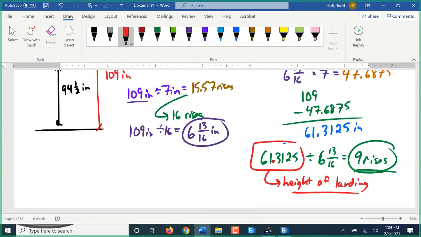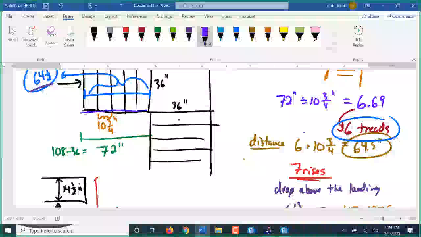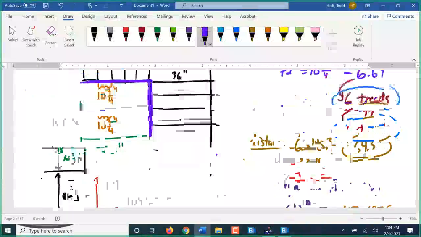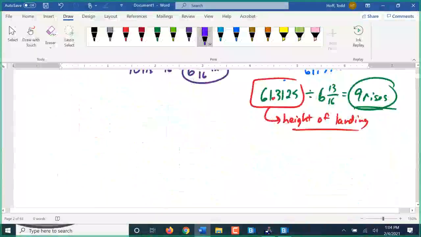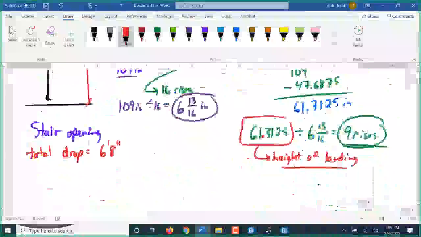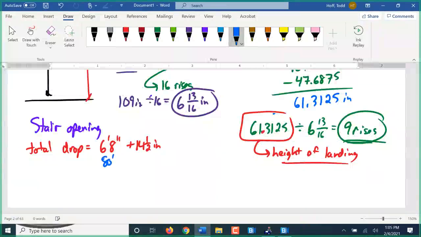Now we need the stair opening. The stair opening in this case is going to be how far do we have to go in this direction. We know this has to be all open, but how far do we go over here before we can cut off this opening here? Well, our total required drop for the stair opening is going to be the 6 foot 8 inches of head clearance plus our floor thickness, which was 14.5. 6 foot 8 is 80 inches plus 14.5, that's 94.5 inches of drop.